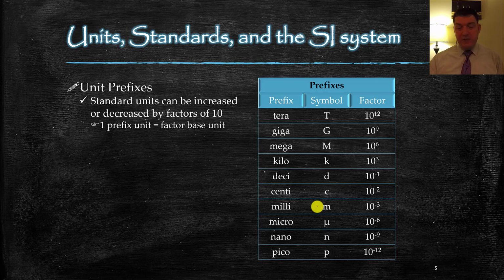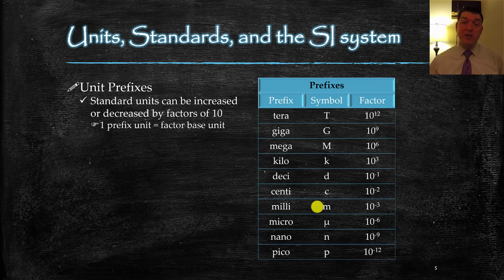One of the things that's important to know is there are bigger ones and there are smaller ones, but these are the ones that you'll have to be familiar with for this course. You have to know the name and the symbol. So you want to make sure that you know tera is a capital T, giga is a capital G, and so on. You'll also notice only those top 3, tera, giga, and mega, are capitalized for their symbols.